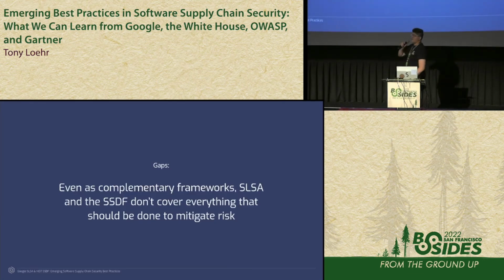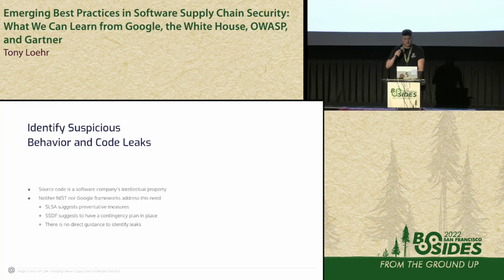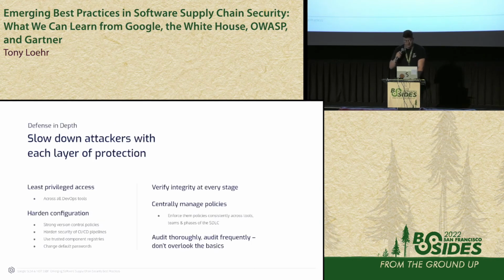Even as complementary frameworks, though, these two frameworks don't cover everything, and there are some gaps. Some gaps include identifying suspicious behavior in code leaks. For example, a developer just put in their 2 weeks notice a couple weeks ago. Suddenly, they're cloning a lot of repositories. Chances are you'd probably want to notice that, or at least flag it. Doesn't necessarily imply guilt, but it could.